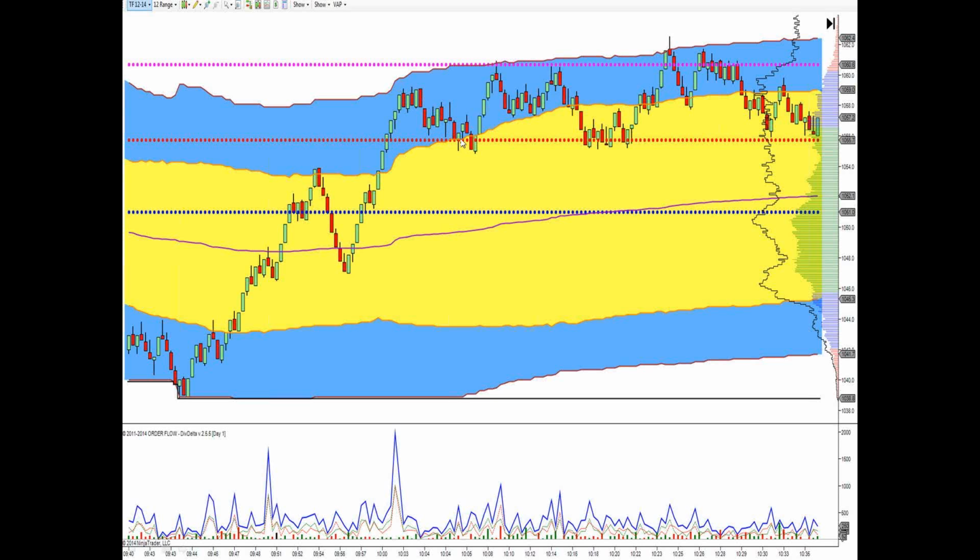Retraces. Where does it hold? Right there at the fair value area. Trades up to the point of control from yesterday, the previous day. Trades back down to the value area. So you can see that it's constantly hanging around in those vicinities.